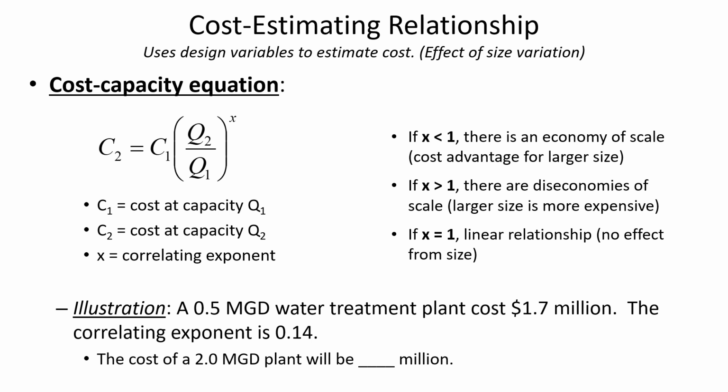Then to predict C2, what we'd say is it's C1, which is the, I'm sorry, the cost was 1.7 million. 1.7 million was the cost. Now the ratio of the size is 2.0 MGD divided by 0.5 MGD. And then we take that ratio to the power of 0.14. So does anybody have a calculator handy and tell me what is 2 divided by 0.5 to the power of 0.14? Just double check to see if we get the same numbers here.